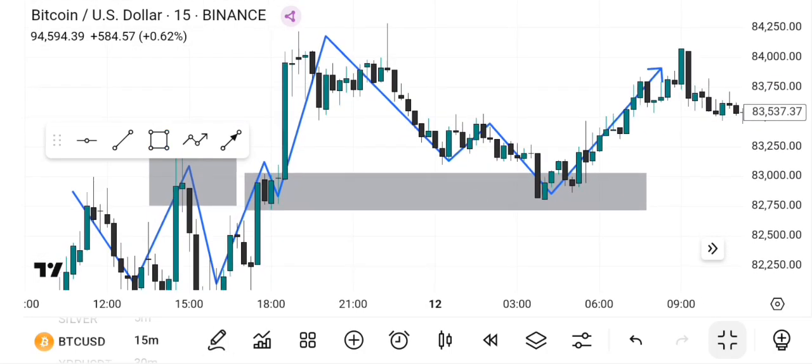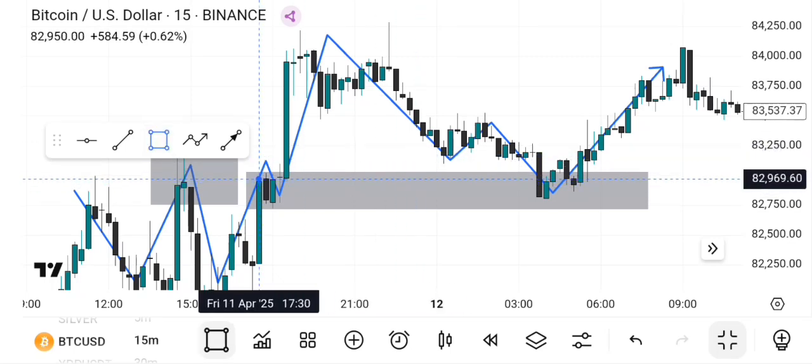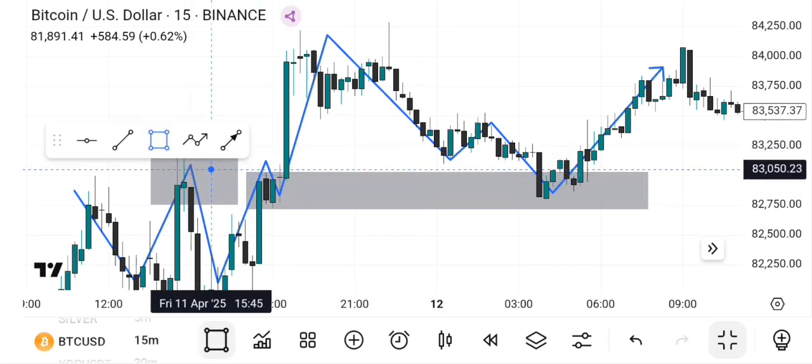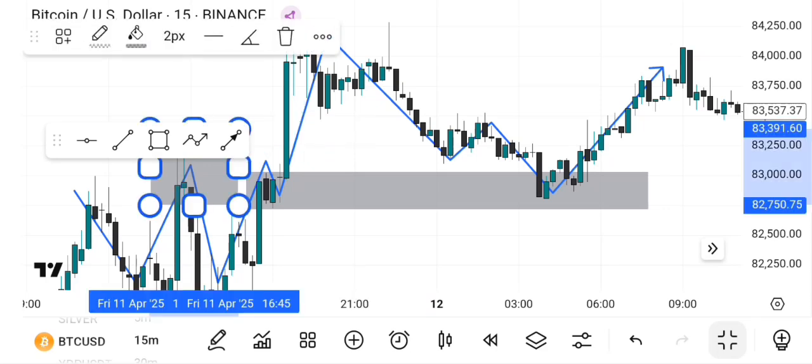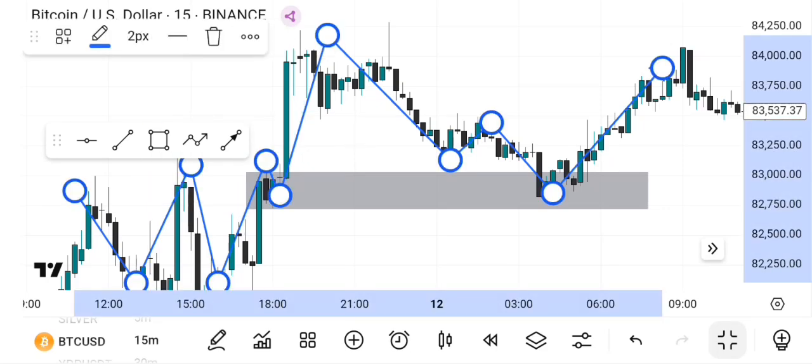Number one, there's a supply and demand zone here. Number two, we have our resistance zone here. So it is important for the price just to continue going up, on and on and on. The price reacted and bought.